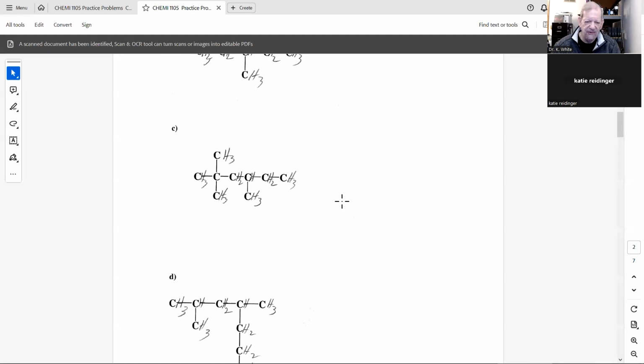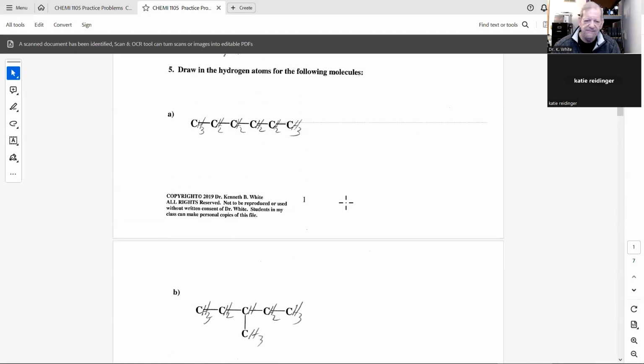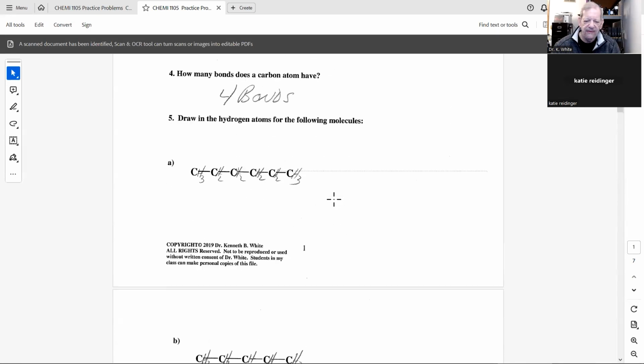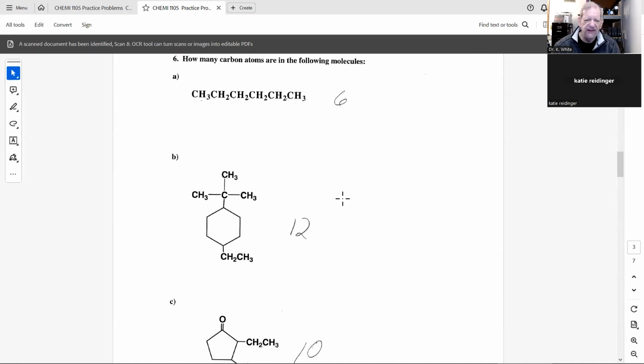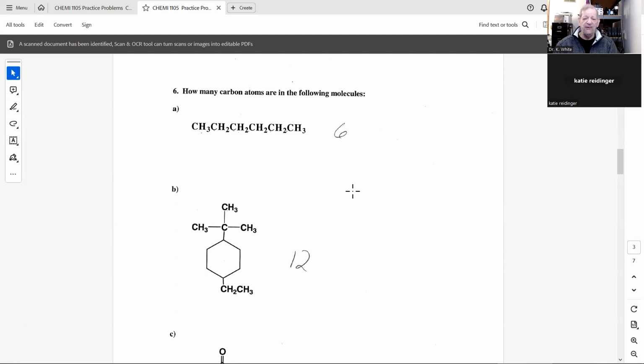Now, if we go into practice problems, organic chemistry for this, I ask you how many carbons are in the following molecule. And if we look at A, count the carbons, not the hydrogens: 1, 2, 3, 4, 5, 6. Remember, the chemical symbol for carbon is C.